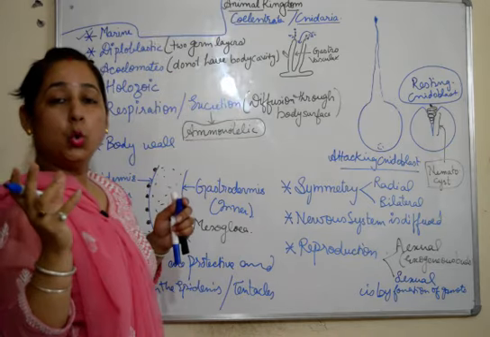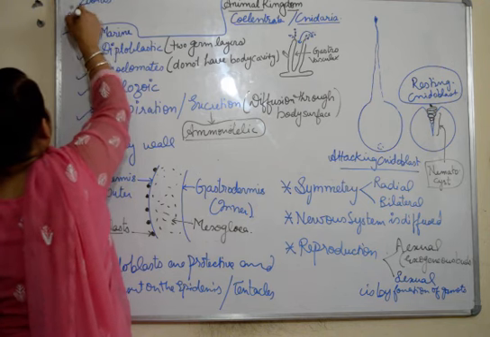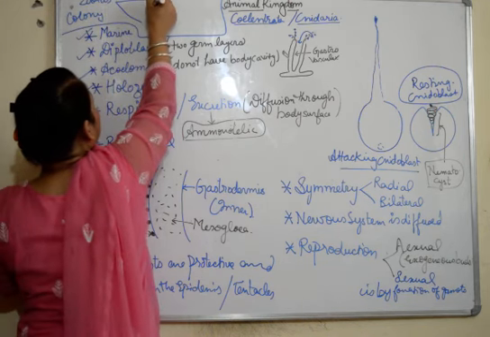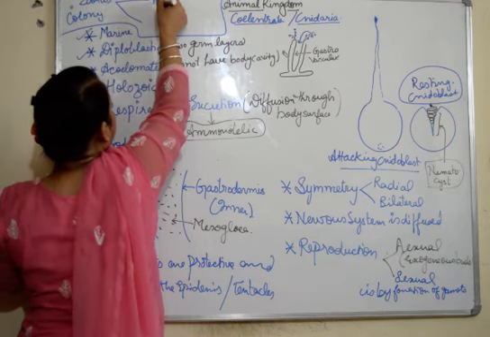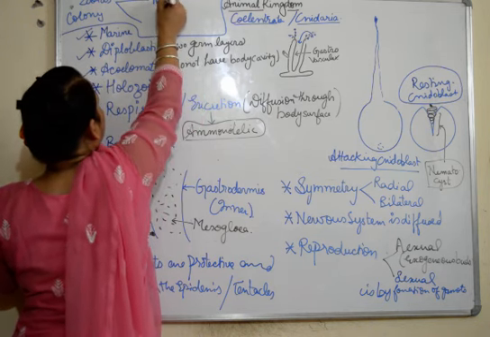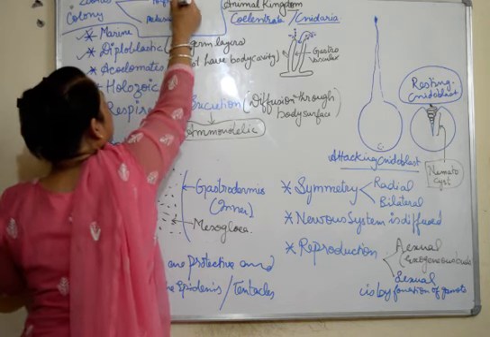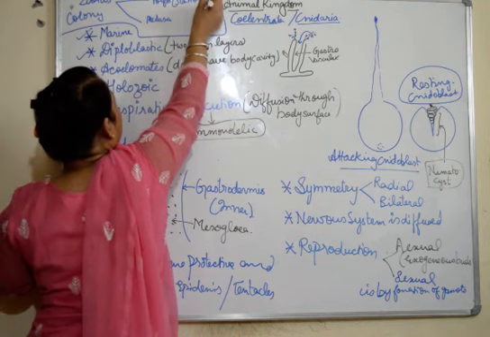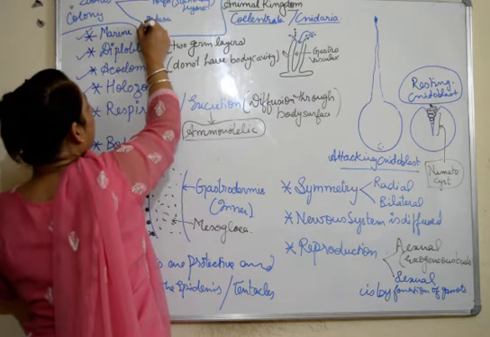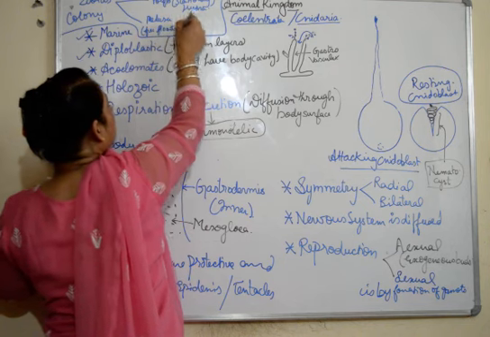Coelentrates are colonial and are known as zooids in a colony, and these zooids can be of two types: polyps and medusa. Polyps are stationary, and example is hydra, whereas medusa is free floating, and example is jellyfish.